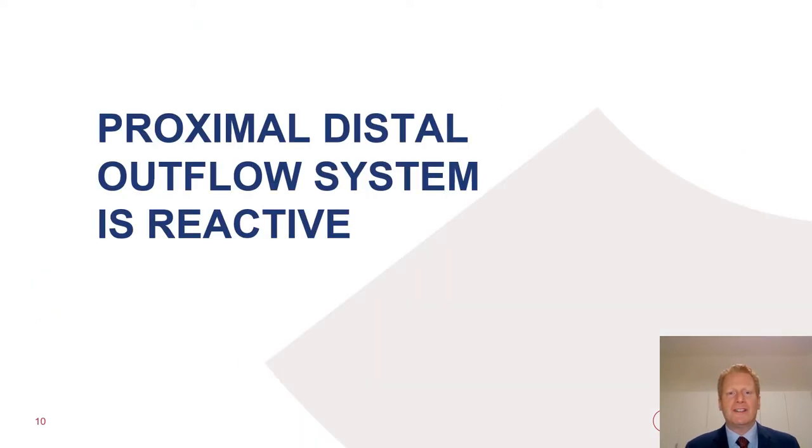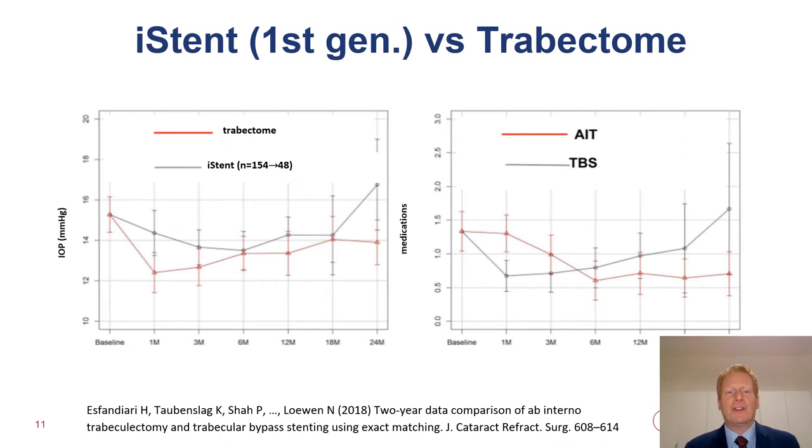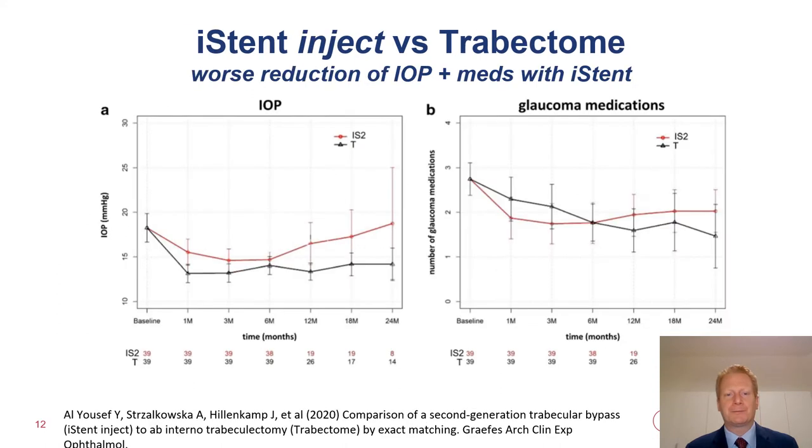But the proximal distal outflow system is reactive. We know that when one implants an iStent, at around 6 months, there is an increase of pressure again, while with Trabectome surgery, the pressure remains at a somewhat similar plateau. Not only that, but also the medications went up in our study of iStent patients just at around 6 months, while they plateaued in Trabectome patients, shown here as a red line.